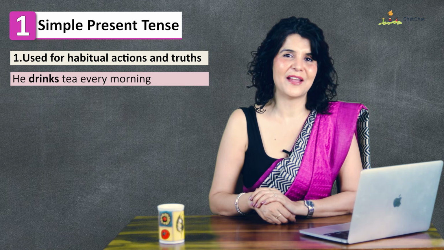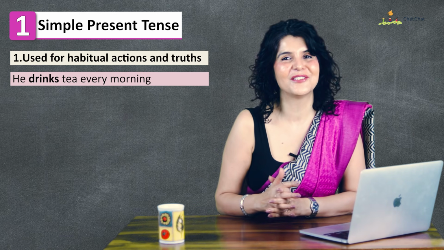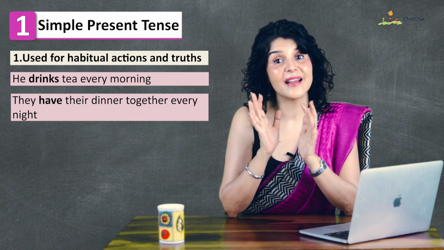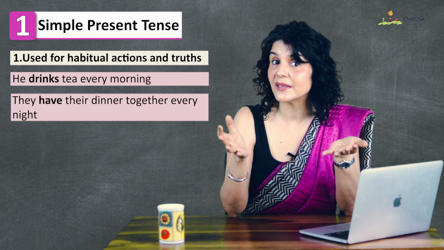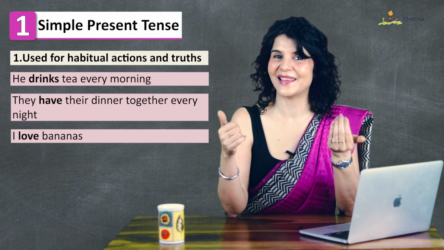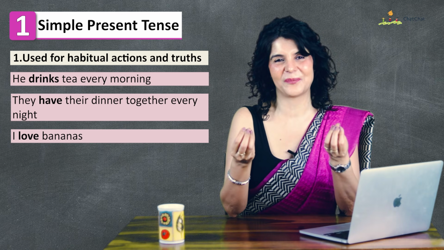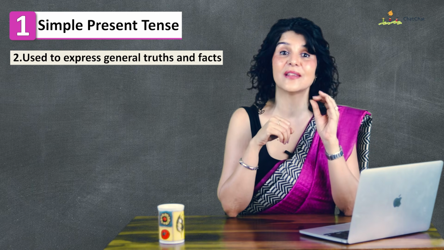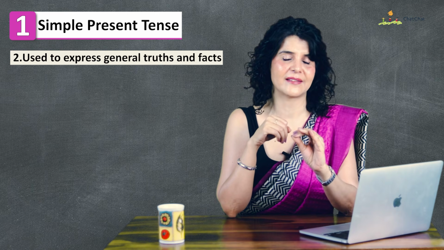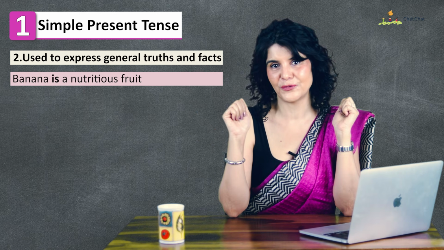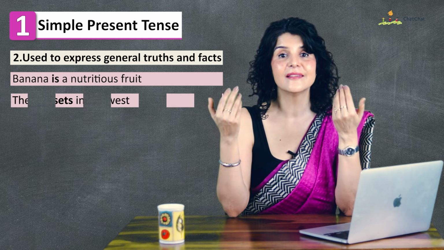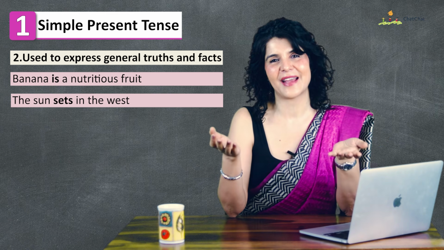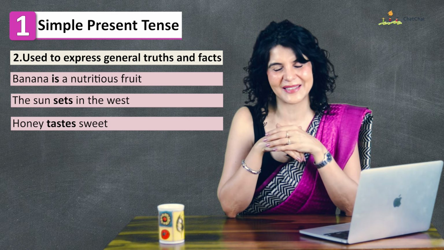He drinks tea every morning. I also love my chai every morning. They have their dinner together every night. It's a habit. I love bananas. It's a simple truth. Use number 2. Simple present tense is used to express general truths and facts. Banana is a nutritious fruit. It's a fact. The sun sets in the west. General truths and facts. Honey tastes sweet.